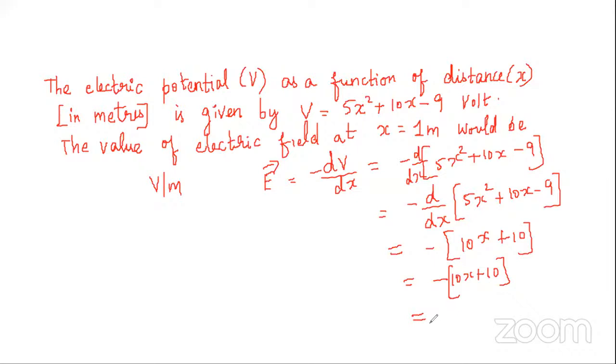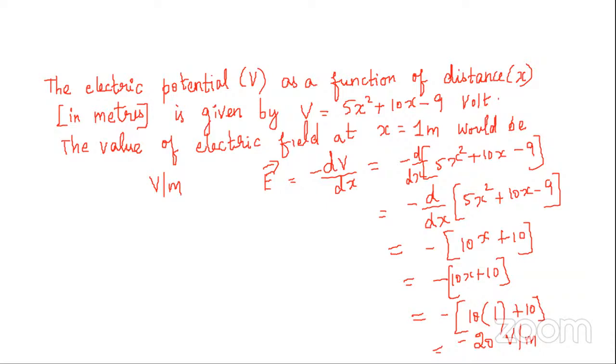So instead of x, you have to apply 1 meter. So here minus 10 into, instead of x, you have to apply 1 plus 10. So it will be minus 20 volt per meter. So this is the value of electric field at x equal to 1 meter. But some students told it is 6 volt per meter. I think so. So you should please check your calculation.